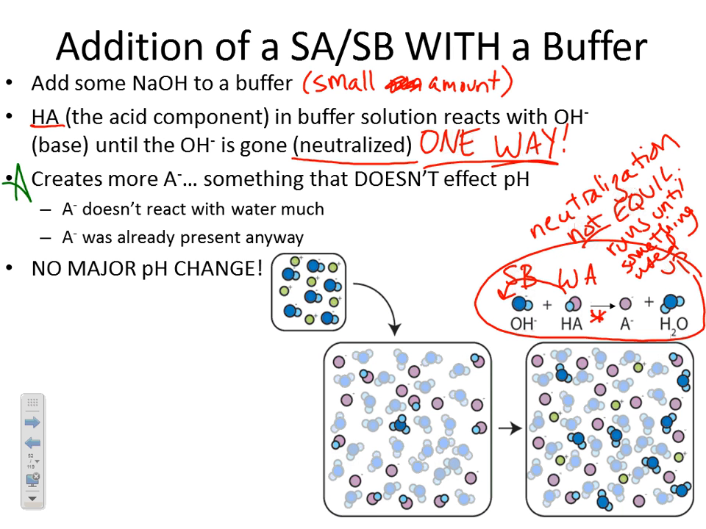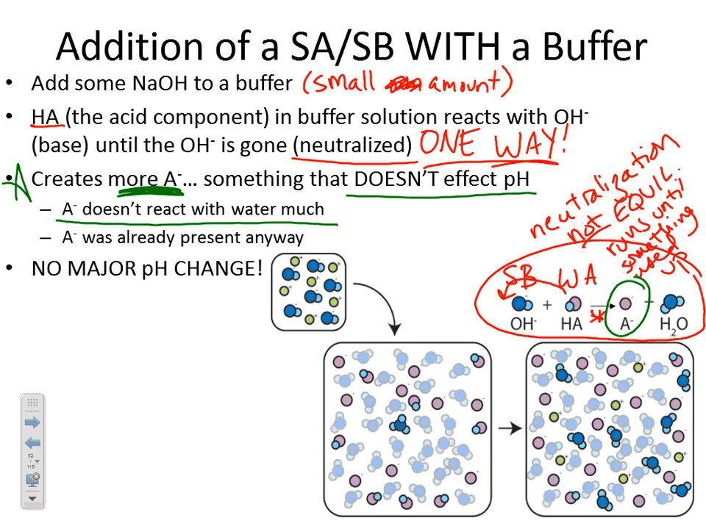Look at what this neutralization reaction made. All neutralization reactions, by the way, are not equilibrium reactions. They go until something is gone. We made something that doesn't affect pH. So this reaction created more A minus. A minus does not react with the water very much. We took our strong base, our hydroxide, we combined it with a weak acid, we neutralized it with the weak acid. The weak acid created A minus.